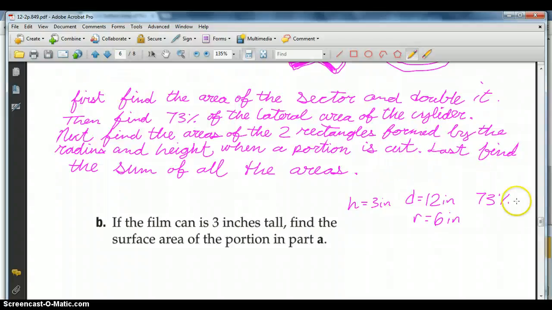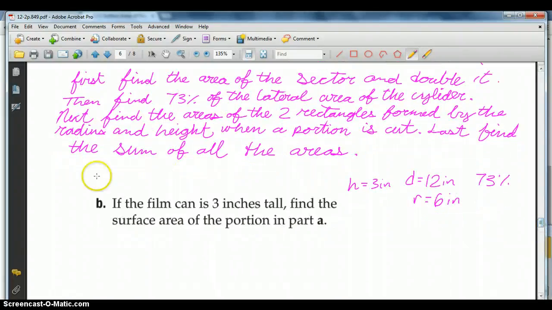So we want to find the area of the sector and double it. So the area of the sector would be the area of the circle, which is pi r squared. Radius is 6, so pi times 6 squared. And then only 73% of that though, so times 0.73. So if we do that and leave it in terms of pi, we would get 52.56 pi. Basically, I'm just taking 0.73 times 36 to get that.